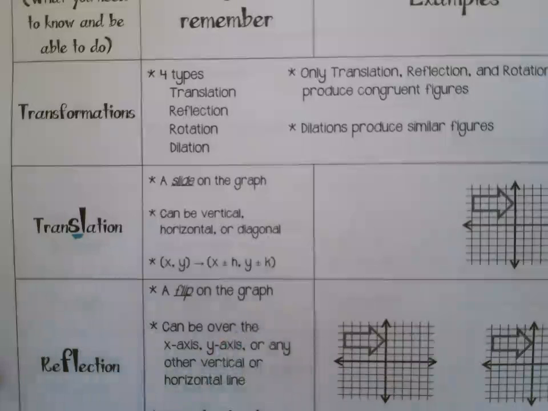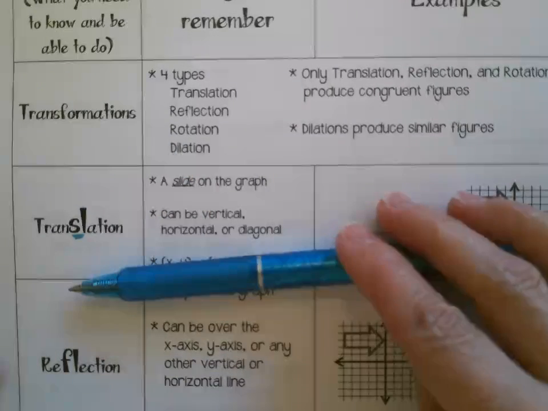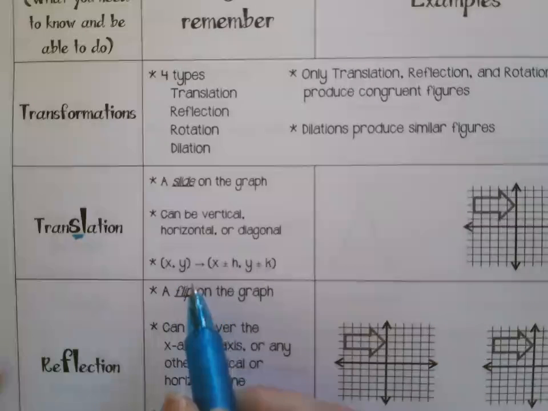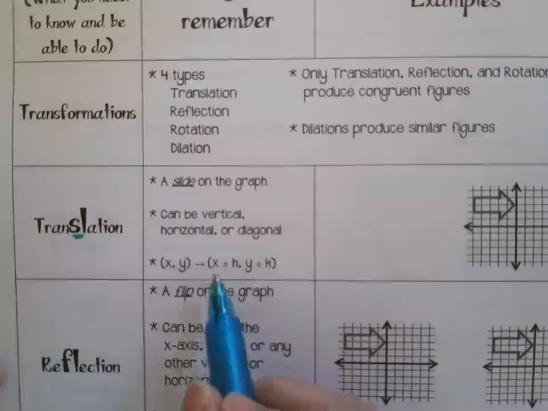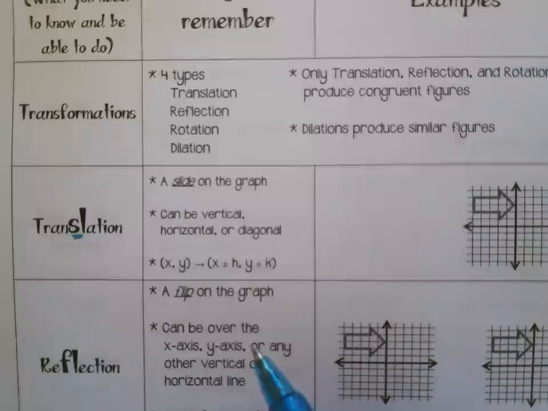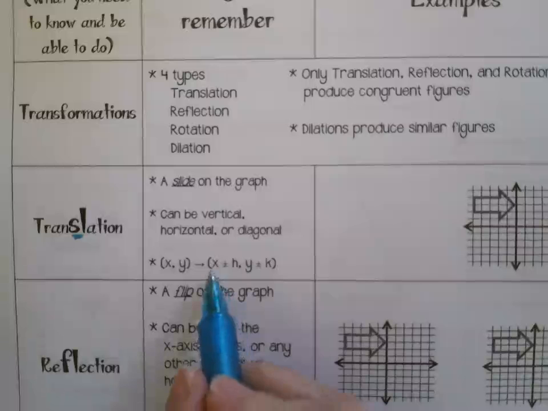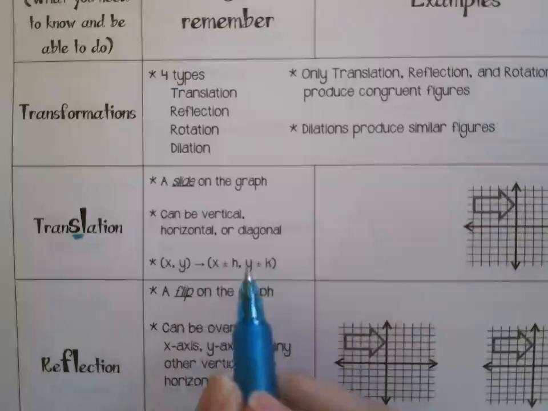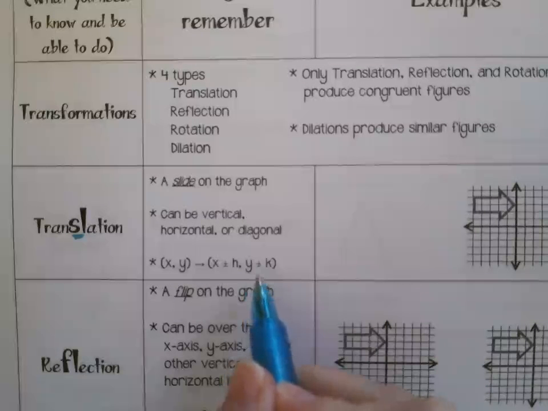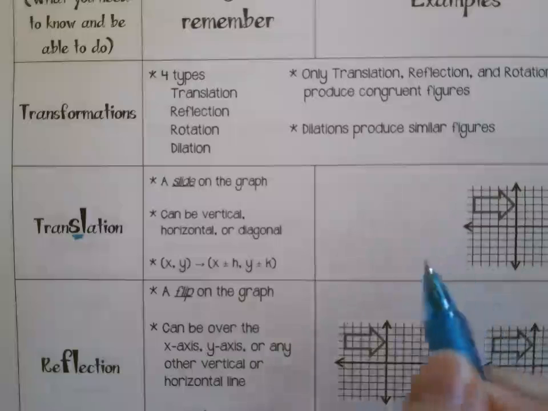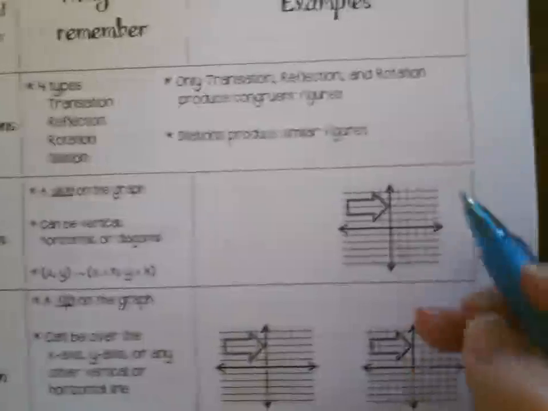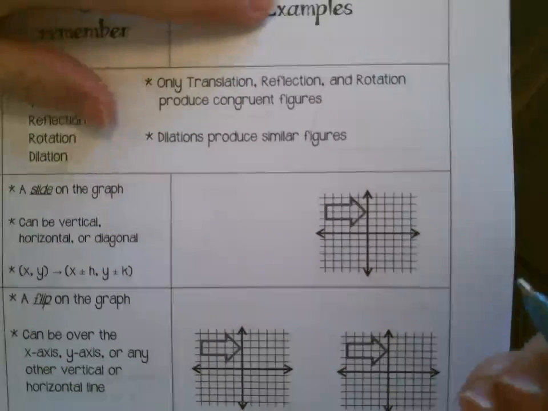The slide can go straight up and down, it can go right to left, or it can go diagonal. So it just depends. The way we know that it's a translation is because there is something added to the X and the Y. And that's why the shape is moving. If we add something to the X, it's going to cause the X to move to the right because the X value is going to get bigger. Or if we subtract, that's going to cause the X to go left because when we subtract, the X value is getting smaller.